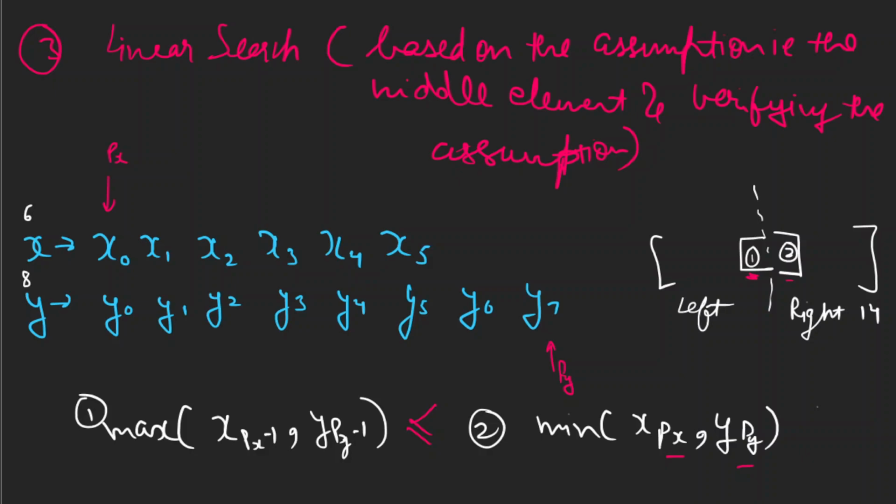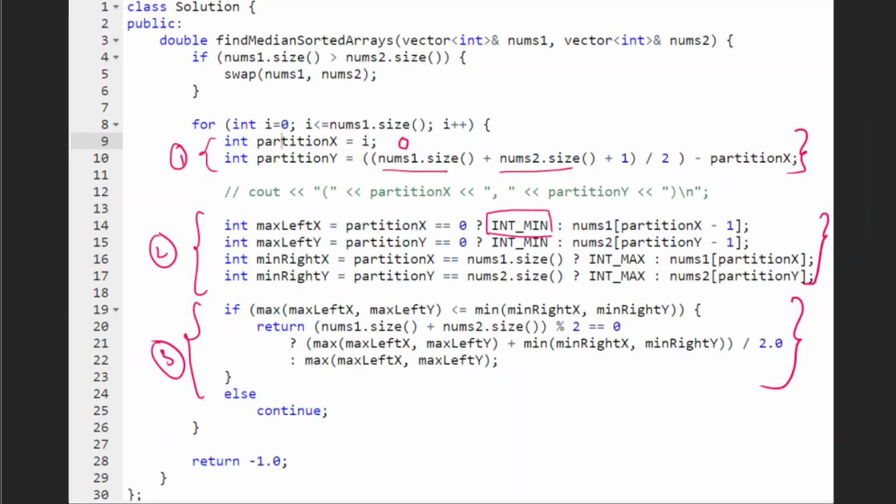What is meant by this? The element on the previous one has to be part of this one, but there is no element. So that is why we are saying int minimum, so that the max left x is nothing other than the minimum value. It will be ignored in a manner, because this is the minimum value and this is a max function.